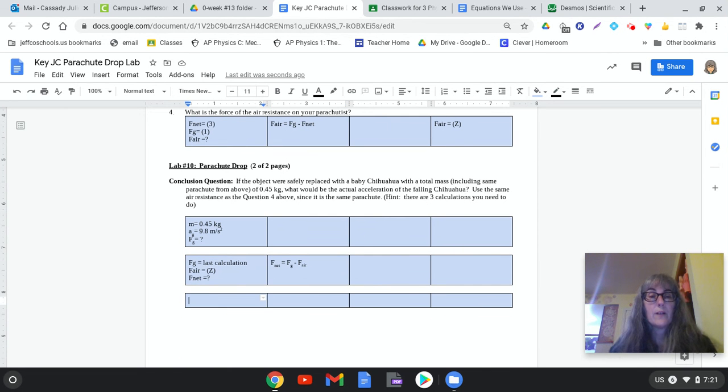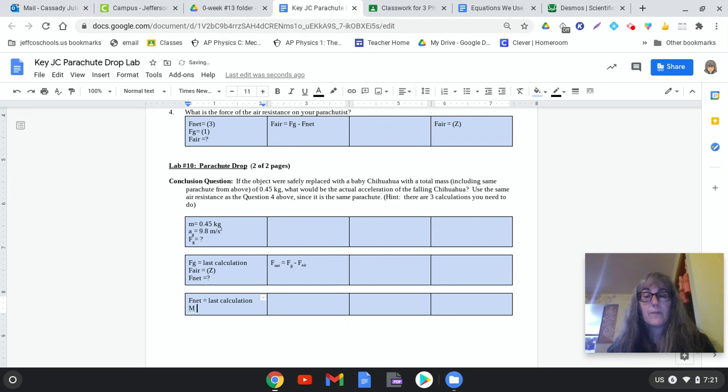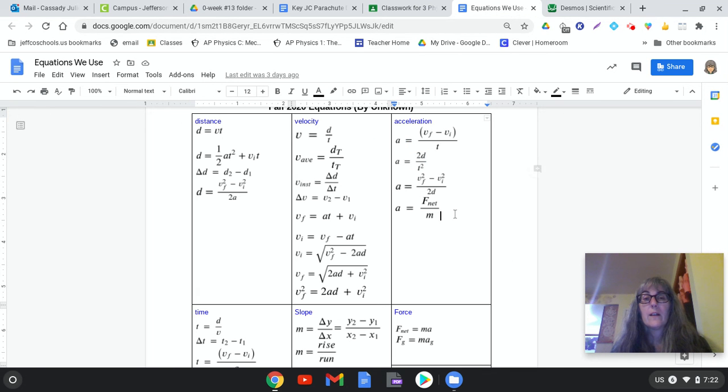And the next step is to figure out our acceleration. We're going to know what net force is, and we also know what the mass is. And that was 0.45 kilograms for our baby chihuahua. We're looking for the acceleration. So in the equations that we use, we know what the net force is, we know what the mass is, we can figure out the acceleration.